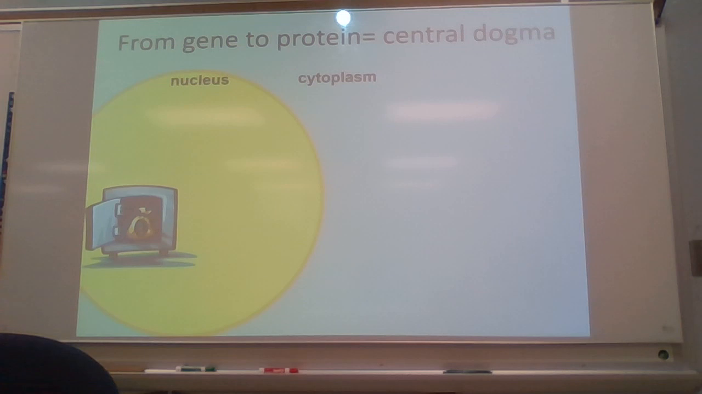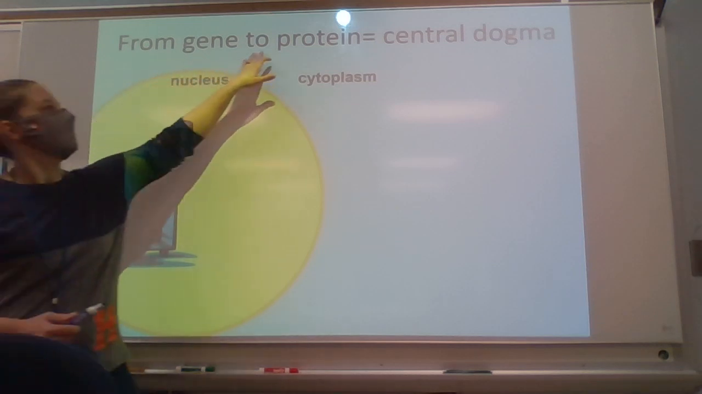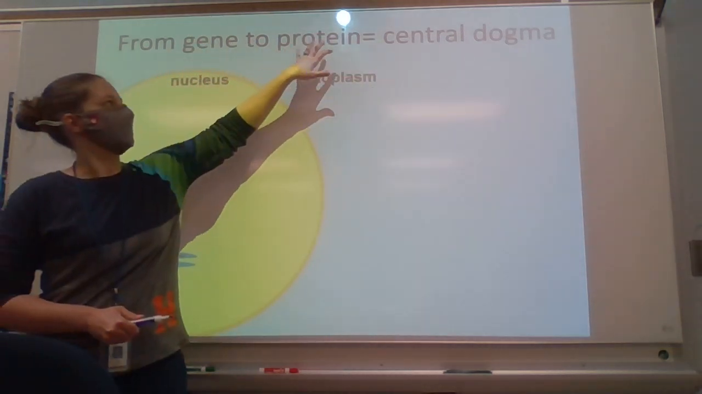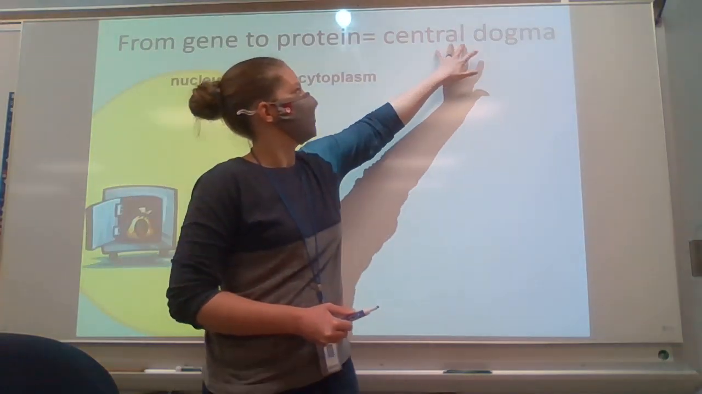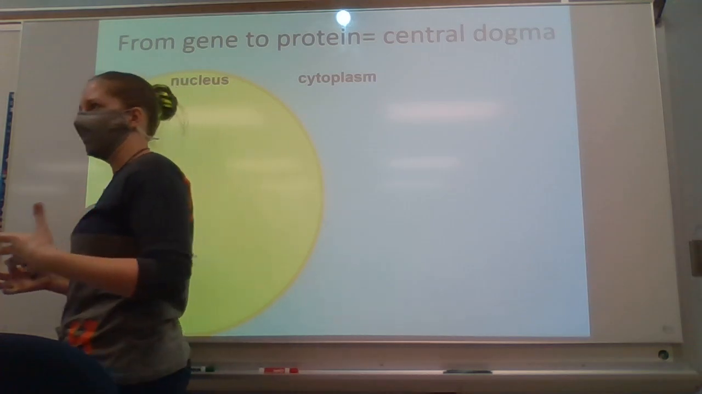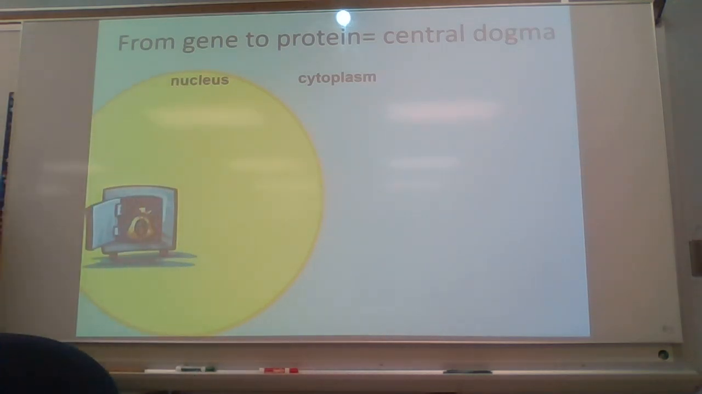So there's a really important pathway we're going to spend the last part of this unit on, which we call the central dogma. The pathway from gene to protein is called the central dogma of biology because it's so critical and central to our understanding of the way that living things work.